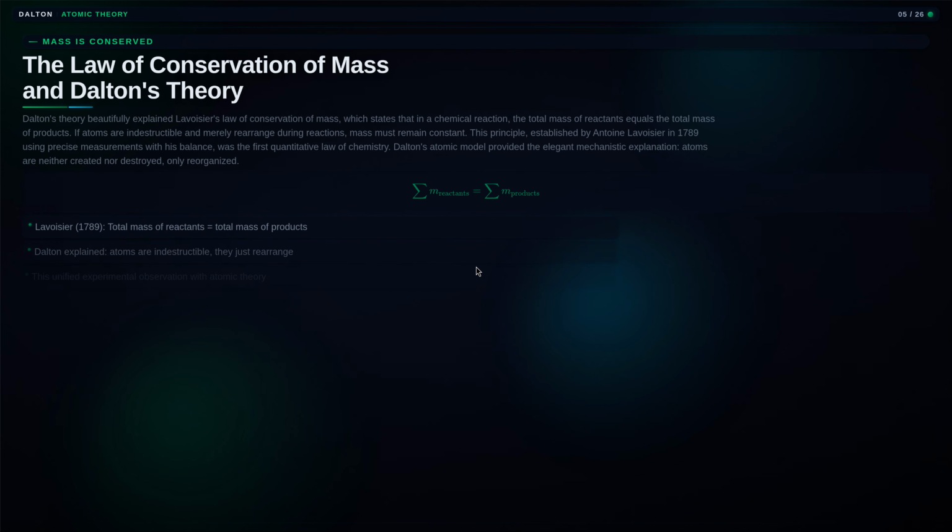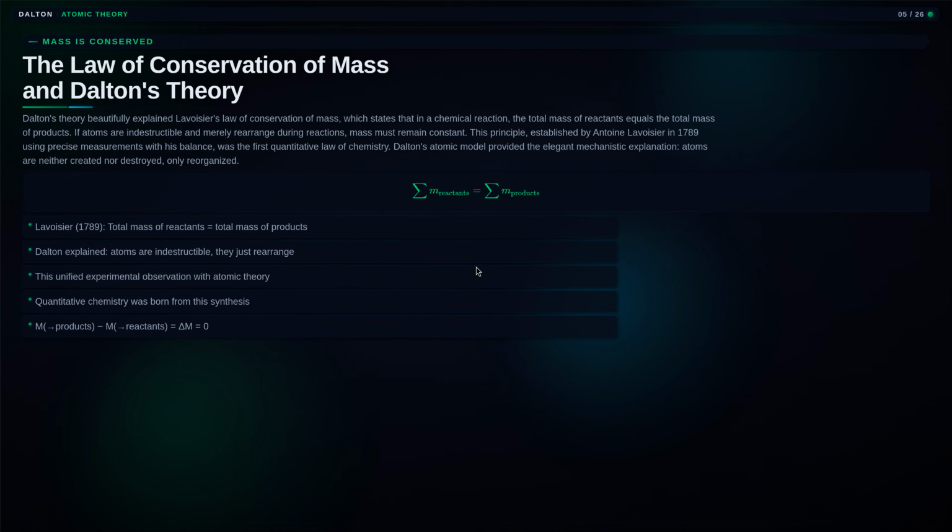Dalton's theory beautifully explained Lavoisier's law of conservation of mass, which states that in a chemical reaction, the total mass of reactants equals the total mass of products. If atoms are indestructible and merely rearranged during reactions, mass must remain constant. This principle, established by Antoine Lavoisier in 1789 using precise measurements with his balance, was the first quantitative law of chemistry. Dalton's atomic model provided the elegant mechanistic explanation: atoms are neither created nor destroyed, only reorganized.